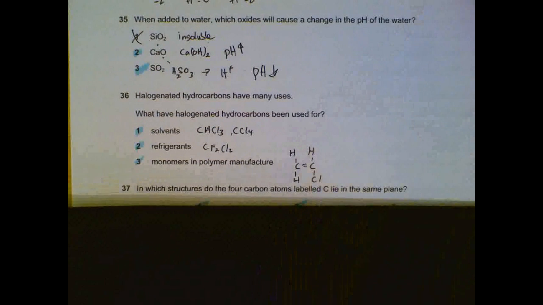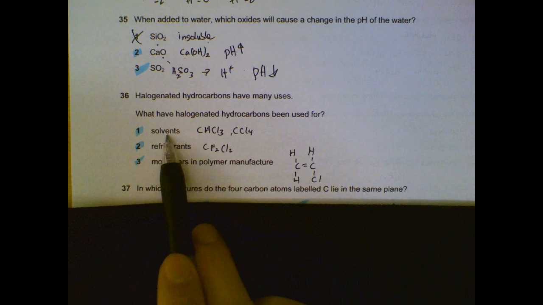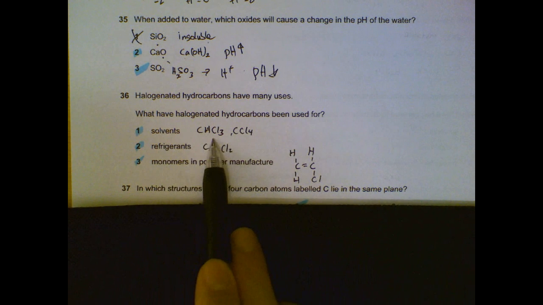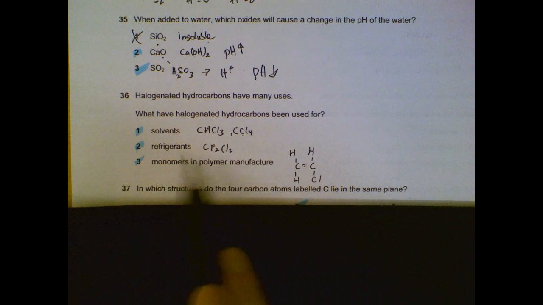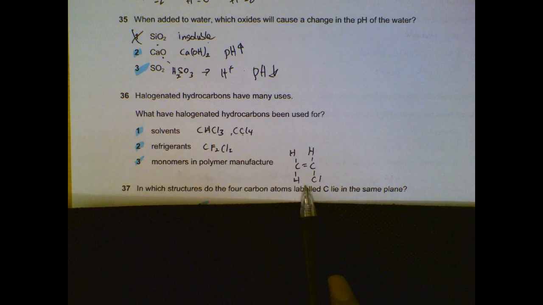(36) You require some background knowledge on the uses of halogenated hydrocarbons. So they can be used as solvents. For example, we have our CHCl3, this is chloroform, tetrachloromethane, and many more. Refrigerants, the most famous example will be our CFCs, chlorofluorocarbons. Monomers in polymer manufacture. We can use vinyl chloride to form PVCs. So all three are possible uses for halogenated hydrocarbons.